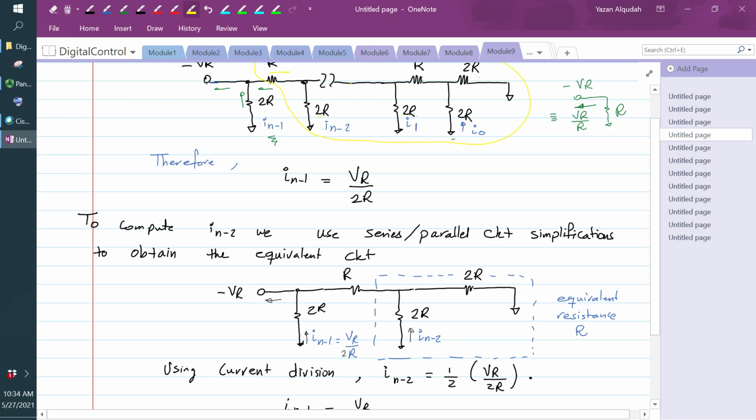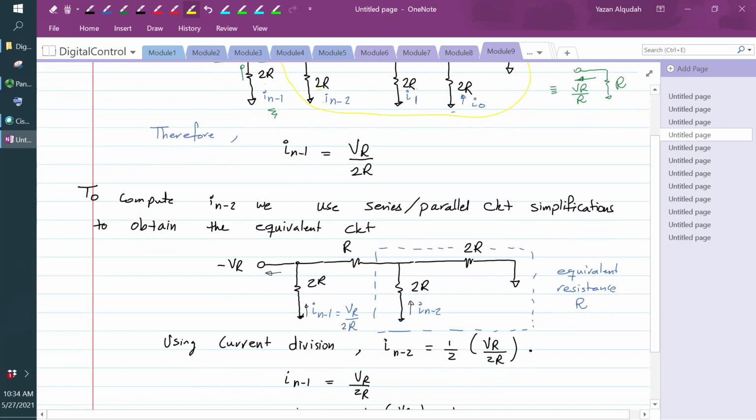Okay. Now, if I want to calculate IN minus 2, we can use the same logic that we just did. I'm going to take all the equivalent of the resistors to the right of this 2R, where IN minus 2 is going to pass. And that's going to be R with these two together, R with R, 2R with 2R in parallel is going to be an R, and there's an R in here, so it's going to become a 2R. Therefore, I'm going to get the equivalent circuit that looks something like this.